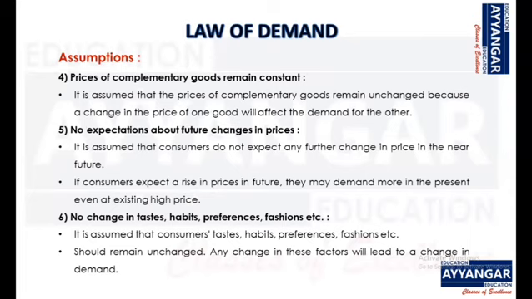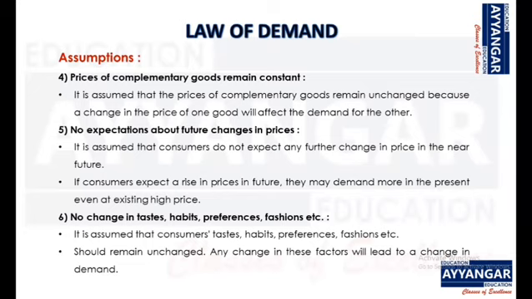Fourth point is price of complementary goods remain constant. The price of complementary goods also should remain constant. Complementary goods are those which go one with another. They cannot be used separately, or they have no use separately. Example, ink and pen, car and fuel. They go together.